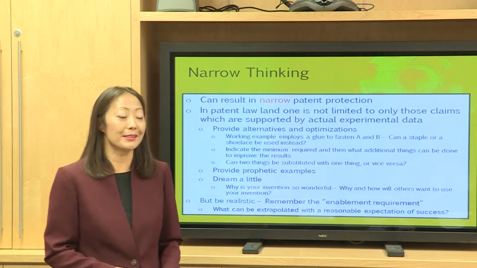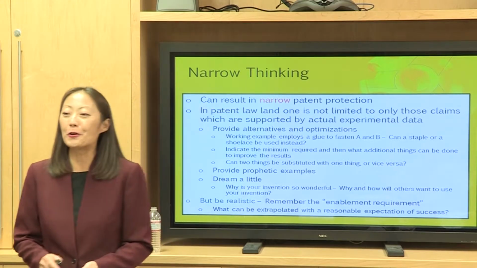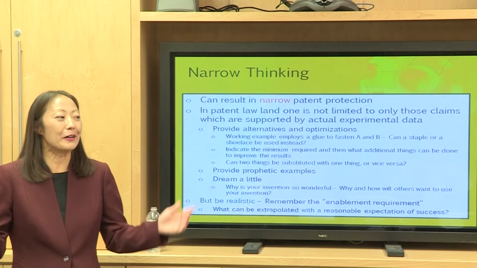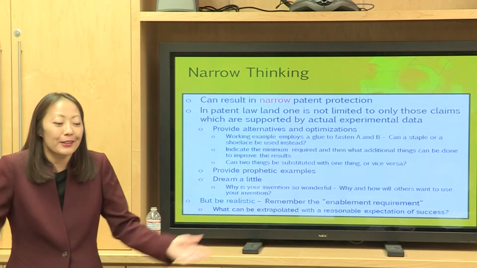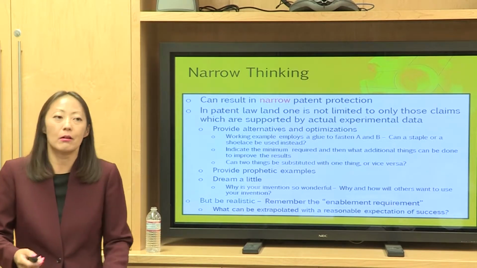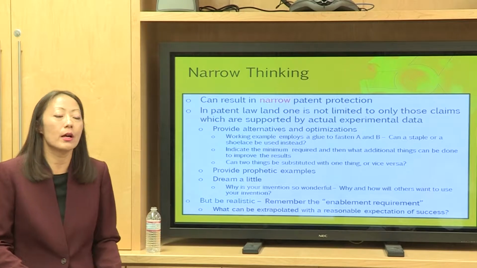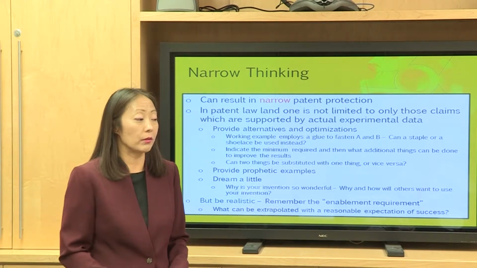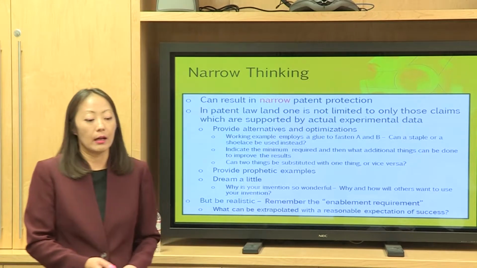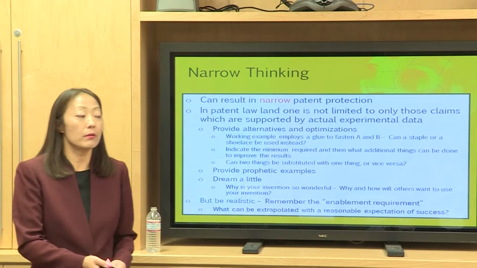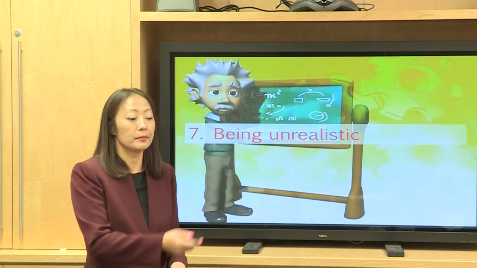But be realistic. Don't try to claim more than what you could get. You can't claim the world. It's already out there. But you also have to worry about enablement. So make sure that everything that you want to claim is actually enabled by your research, and then what can be extrapolated with a reasonable expectation of success.